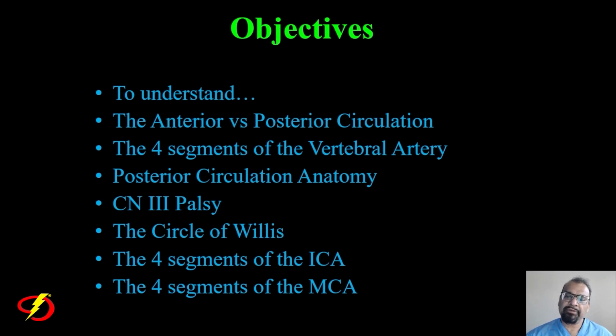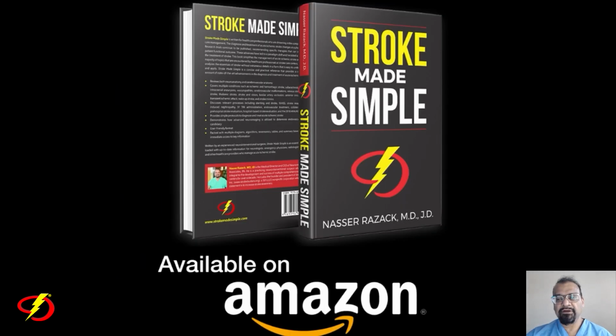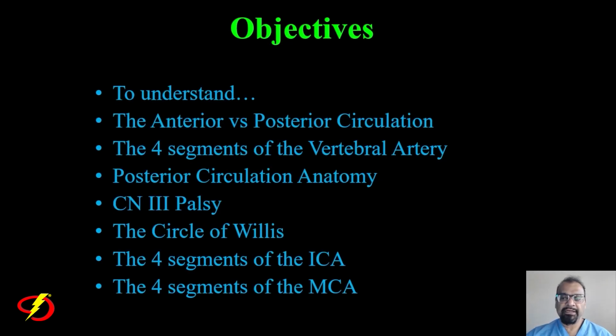Okay, today we're going to talk about neurovascular anatomy. So we want to understand what the anterior and posterior circulations are. We want to know what the four segments of the vertebral artery are. We want to understand posterior circulation anatomy. We want to understand what a cranial nerve 3 palsy is and why that relates to vascular anatomy. We want to understand what is the circle of Willis. We want to know the four segments of the internal carotid artery. We'd like to know the four segments of the middle cerebral artery.